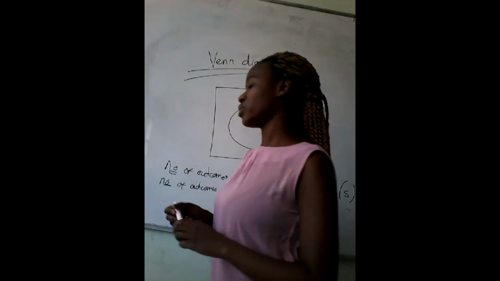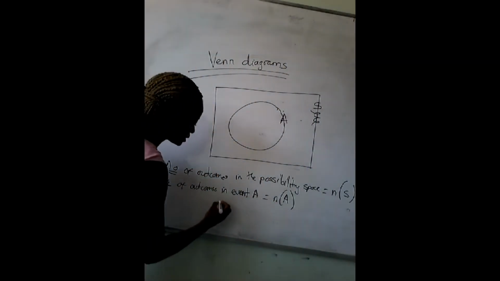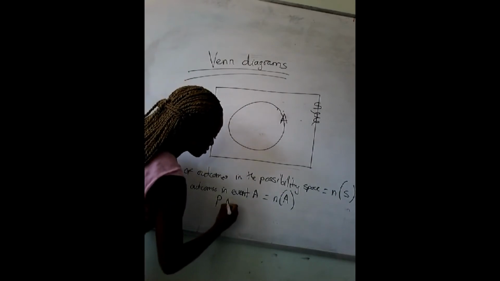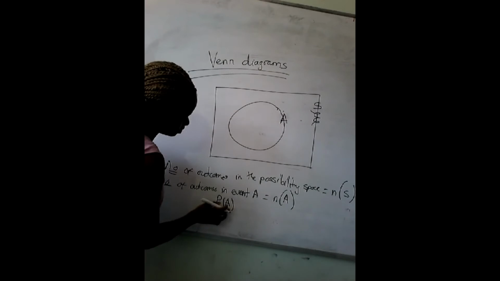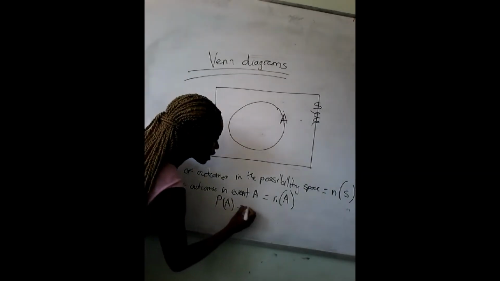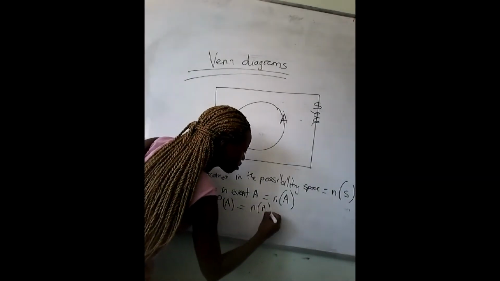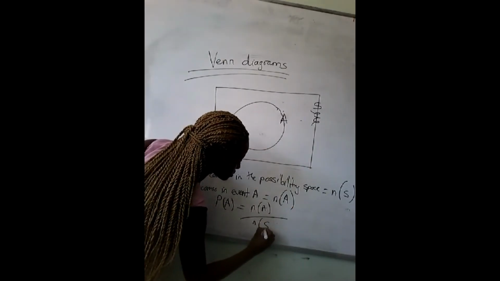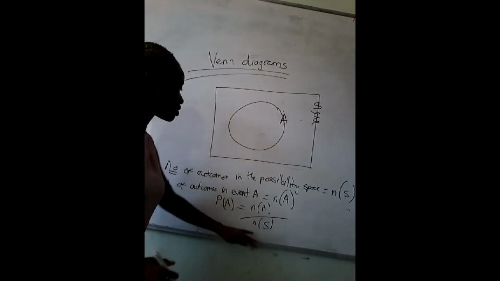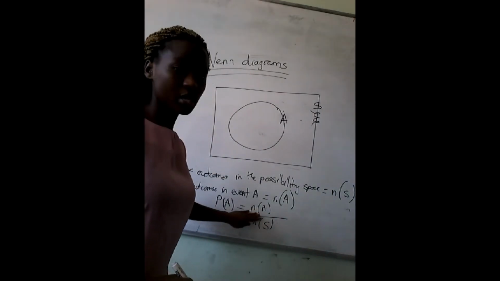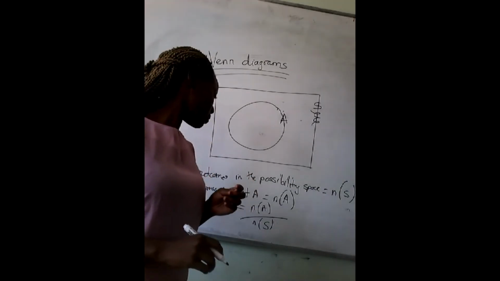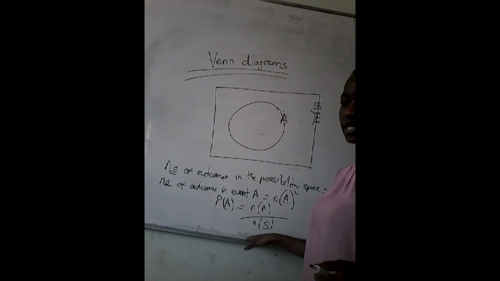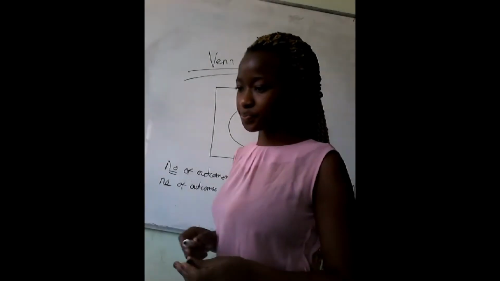Okay, so now for us to obtain the probability of the outcomes we obtain in A, we are going to say probability of A. We get P(A) is equal to n(A) over the total n(S), the number of outcomes in S. Okay, so that's how we calculate our probability in the first scenario.